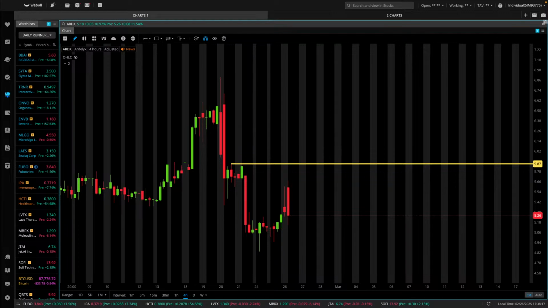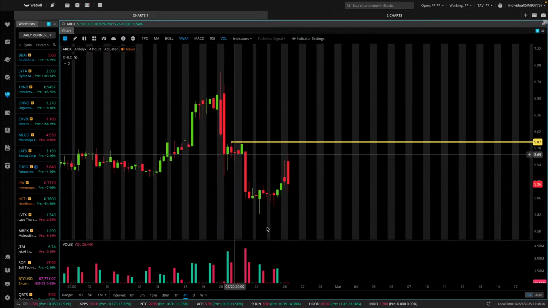Locating volume and understanding what's good or bad. That comes with practice. Volume is easy to understand. You can use the indicator: you click on this, you go to vol, click on it, and it will tell you the volume of a candle, whatever time frame you're on.